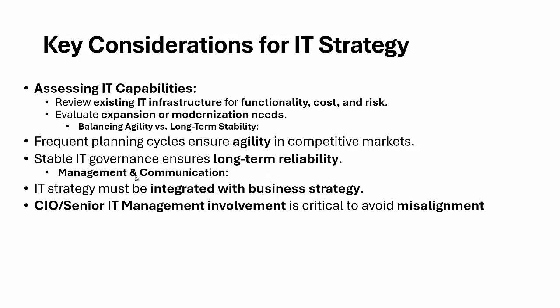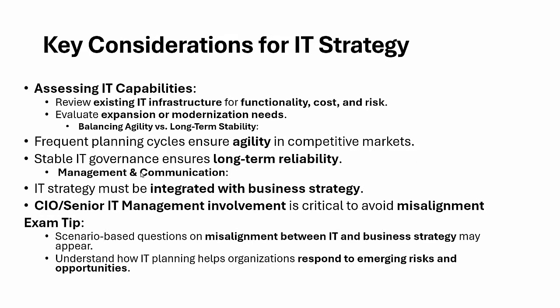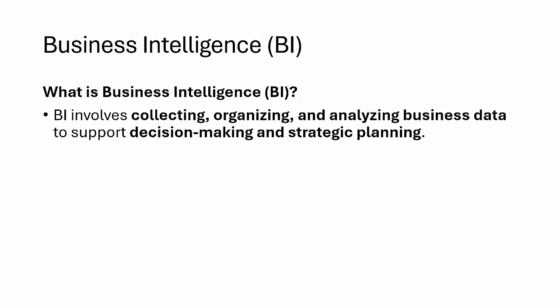So CIO and senior IT management involvement is critical to avoid misalignment. Expect scenario-based questions on misalignment between IT and business strategy. And you need to understand how IT planning helps the organization respond to emerging risk. That is something there. Okay, so the next topic is BI, business intelligence.